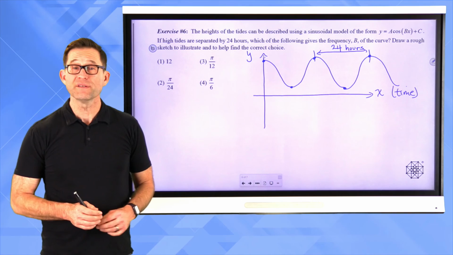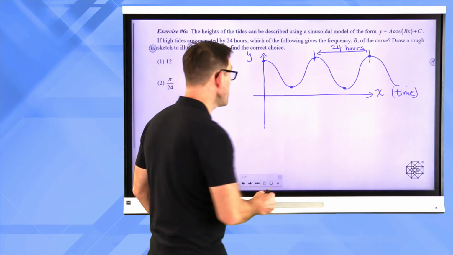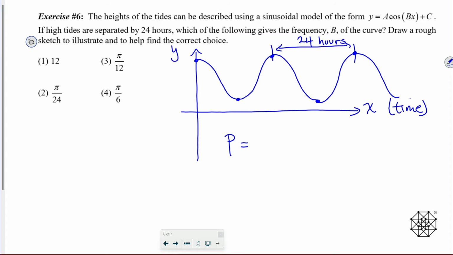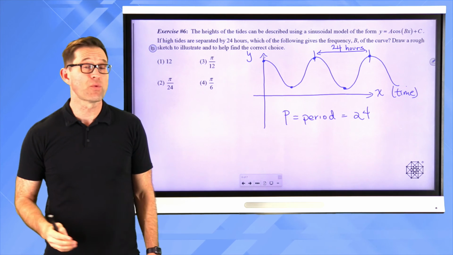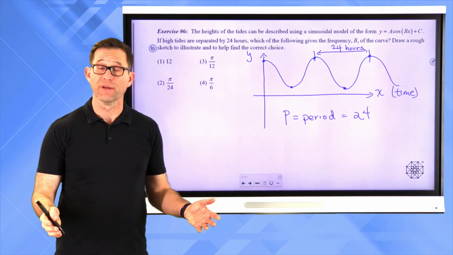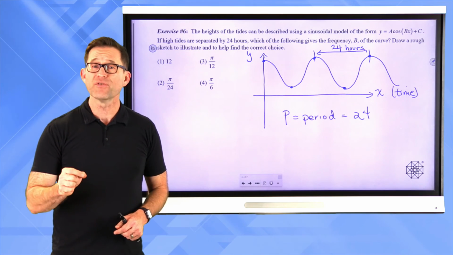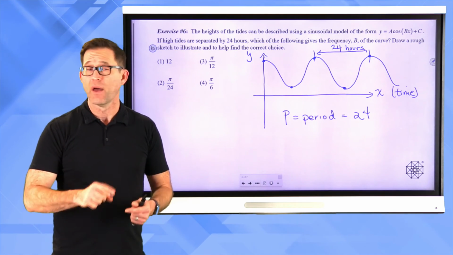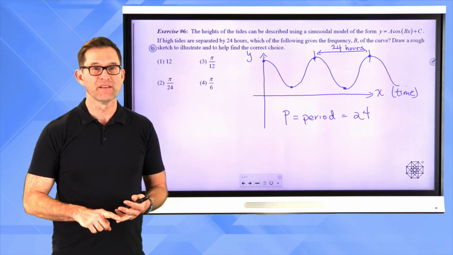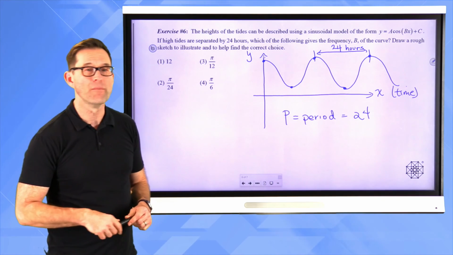All right, well in this case, what I have been told is the period. Literally, P, which is the period, is equal to 24. And technically, it's equal to 24 hours. It actually has units attached to it. Most periods do have units attached to them. Oftentimes, they are units of time. Hours, seconds, milliseconds. It's actually kind of cool.